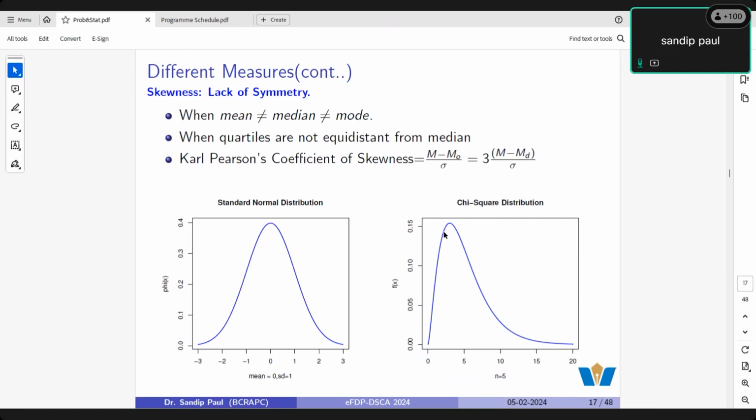But if we consider the next curve, it is the curve for chi-square distribution. It is a PDF of the chi-square distribution. You can see that it is a skewed curve. It is not symmetric about any line, so we say it is a skewed curve. It can be measured through Karl Pearson coefficient of skewness. The definition is mean minus mode by sigma, or we can use 3 into mean minus median by sigma. Sigma denotes the standard deviation. So we can use this formula to understand the skewness of the curve.